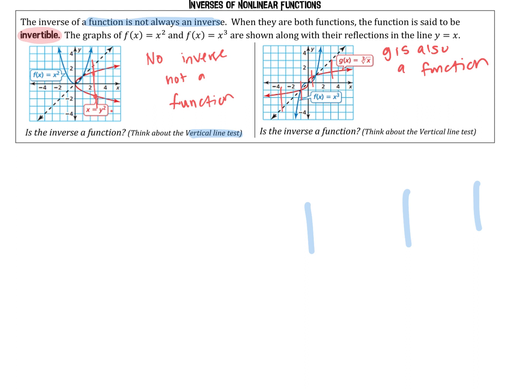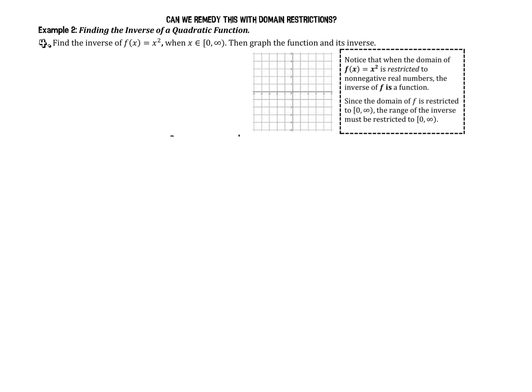But that should also lead us to a question. Is there a way to make a function whose inverse is not a function? Is there a way to limit it so that they could both be functions? And that's what we're going to talk about next. All right, so can we use domain restrictions to help us with invertibility?